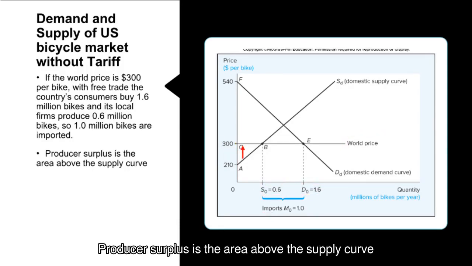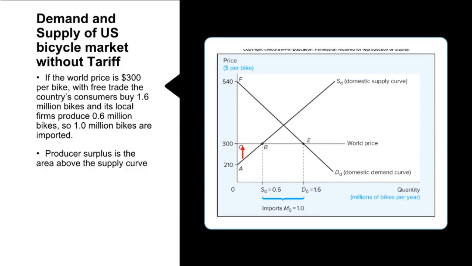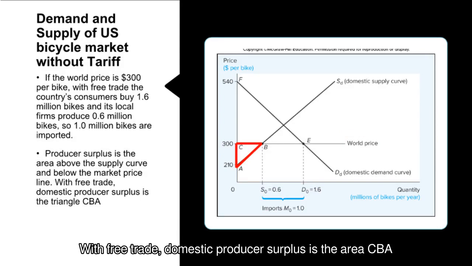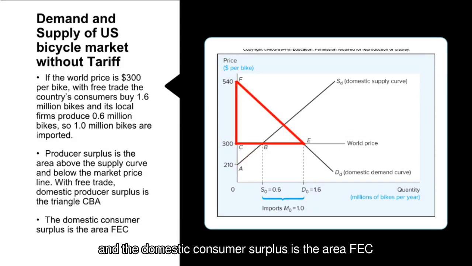Producer surplus is the area above the supply curve and below the market price line. With free trade, domestic producer surplus is the area CBA, and the domestic consumer surplus is the area FEC.